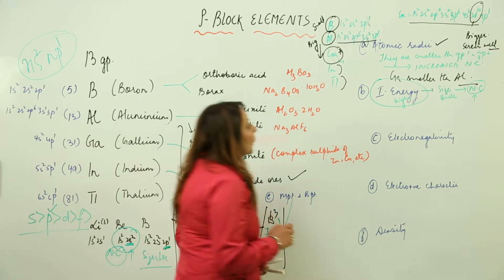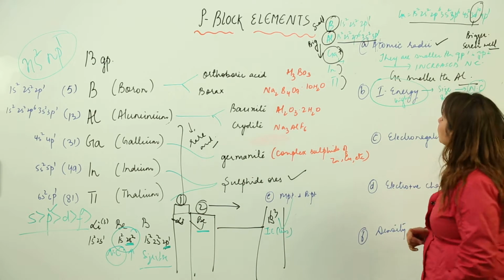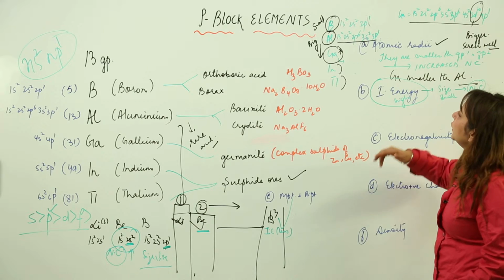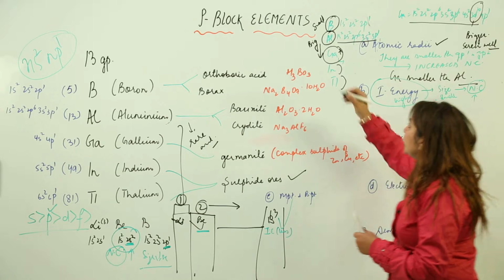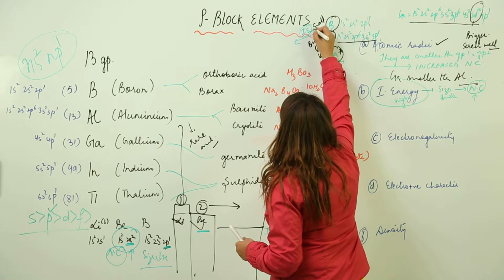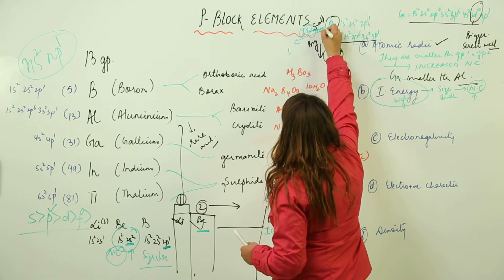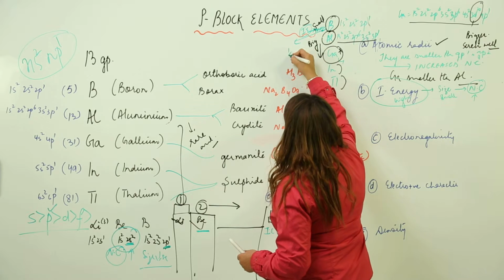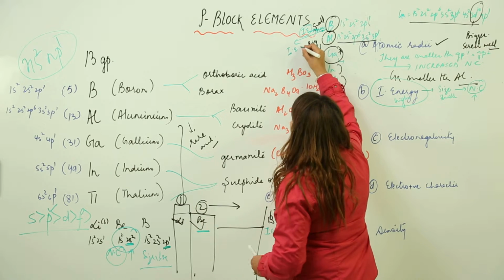Right. Now, it's time to compare the ionization energy between the group members. When you move from boron to aluminium, because aluminium is bigger, its ionization energy is going to be a lesser value, while boron is going to be more because it is smaller.